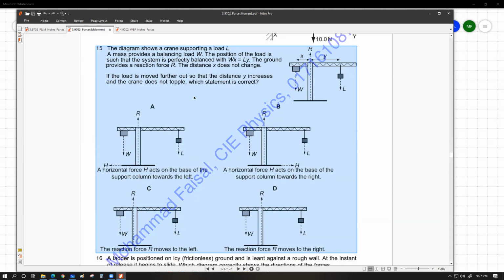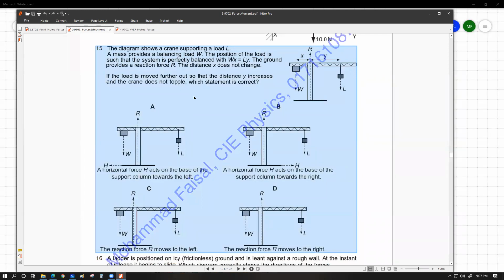So we are going to move the L further out, which means y will increase. If y is moved further out, in that case, the object is going to have a center of gravity change. So that's going to cause the object to move slowly further out to the right. And before I give you any hints, which one do you think is the correct answer?